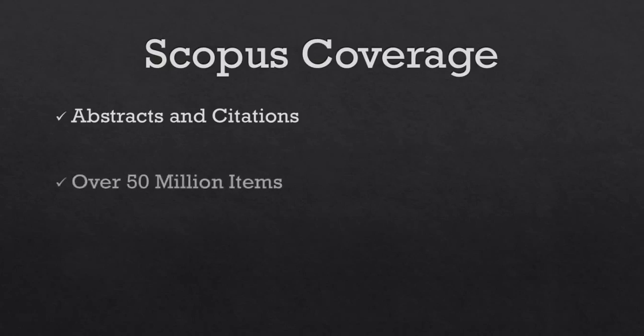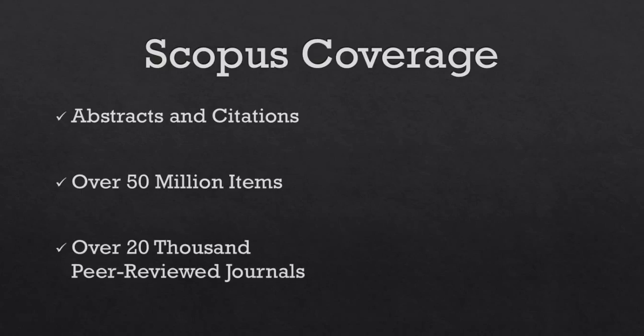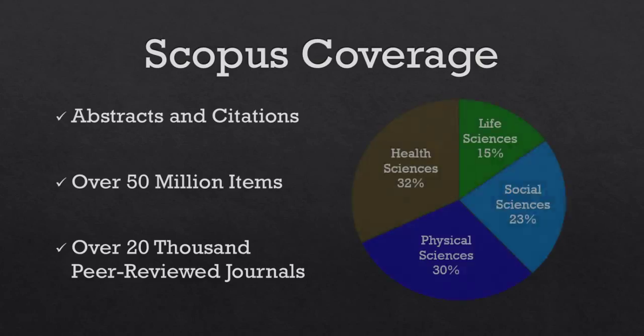First, let's go over what you can expect to find in Scopus. Scopus contains the abstracts and citation information for over 50 million items and contains coverage for over 20,000 peer-reviewed journals. This chart shows the breakdown of sciences covered in Scopus. As you can see, the coverage is broad and well-balanced. In order to ensure that this remains true, content is selected for inclusion in Scopus by an international and independent board of scientists and subject librarians.